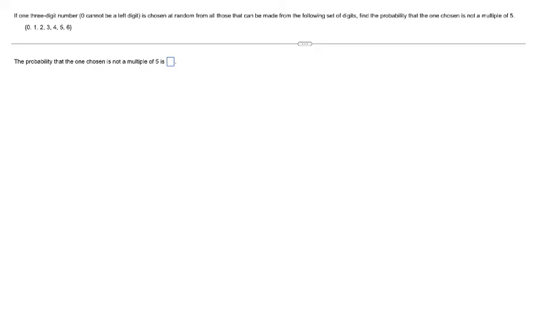So in this problem, we are told that we need to construct a 3-digit number, and that for that 3-digit number, 0 is not allowed to be the left digit. From all of those possibilities, we are then asked, find the probability that the one number which is chosen is not a multiple of 5.